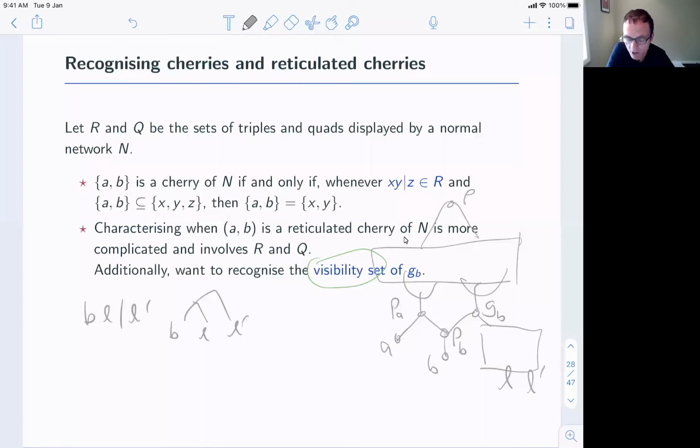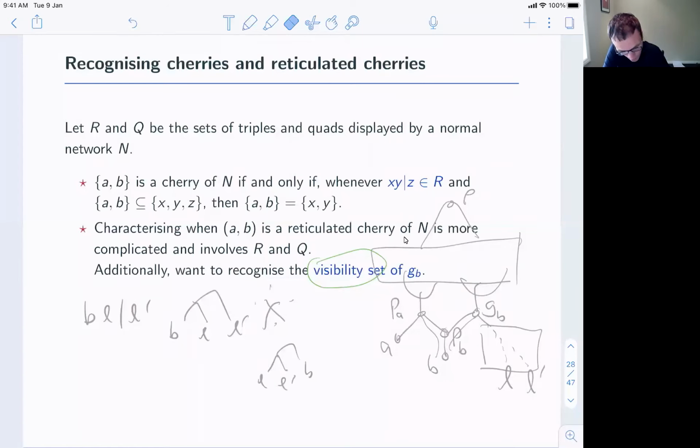All right, why is that? Well, L and L prime have to go through here, because the only routes to the leaf go via GB, and they are always going to meet together before B. B can either go this way, going up towards the root, or B can go this way. But whichever way it goes, L and L prime are going to meet before it meets B. So you can't have that in your set of rooted triples, and that's one of the conditions about the visibility set.